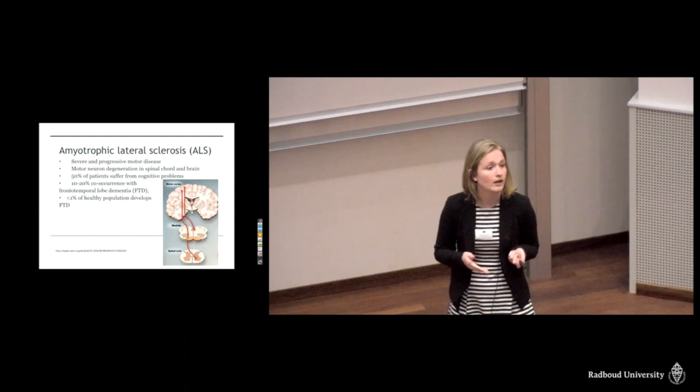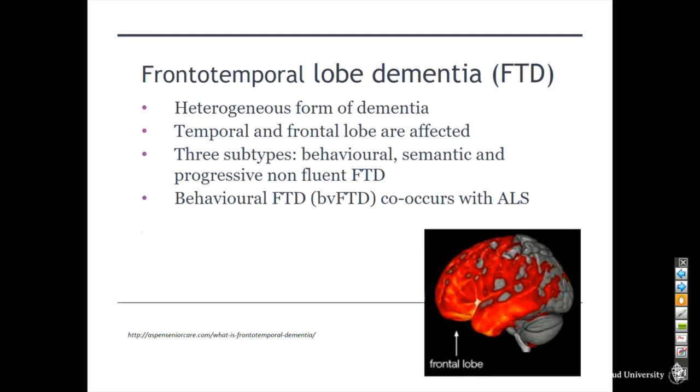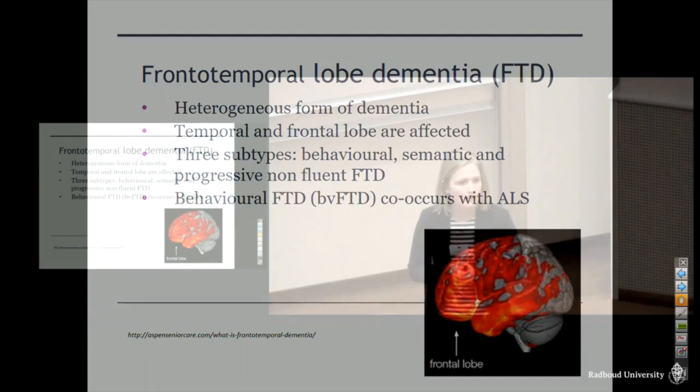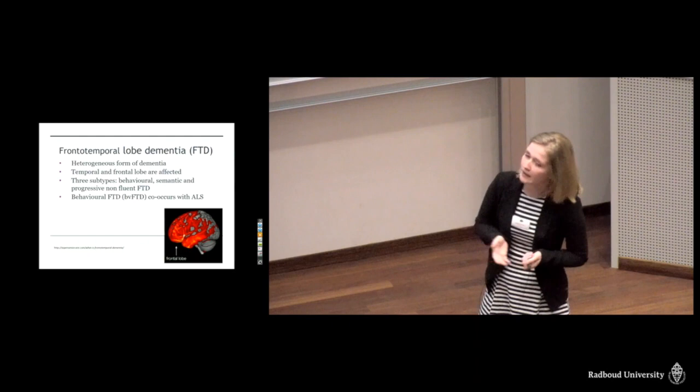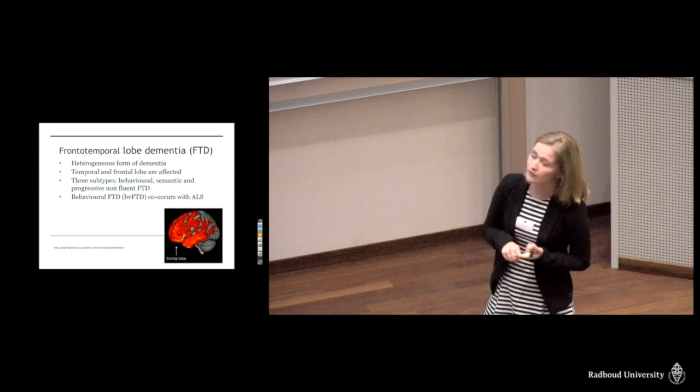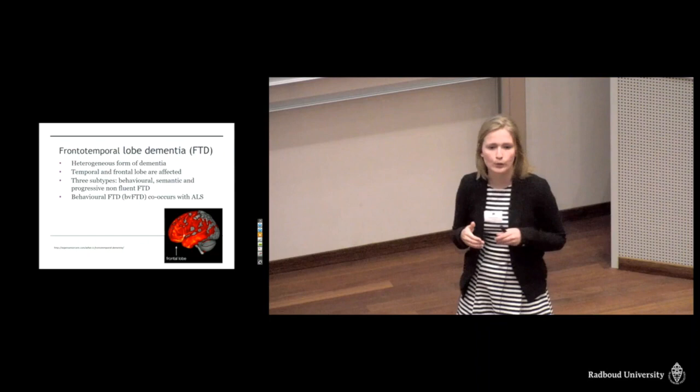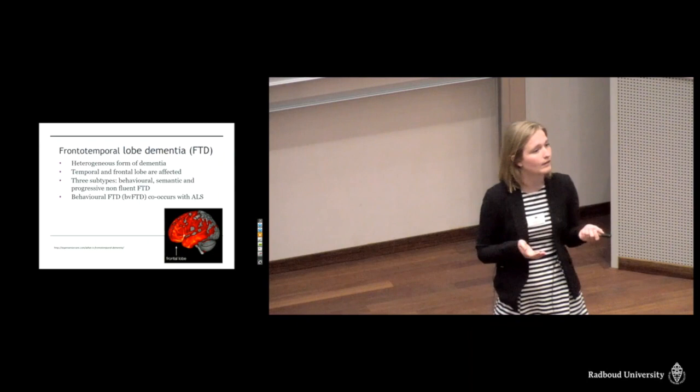FTD, or frontotemporal lobe dementia, is a very heterogeneous form of dementia. It's manifested mostly in the frontal and temporal lobes, as the name says. And there are three different subtypes: semantic FTD, progressive non-fluent FTD, and behavioral FTD. And behavioral FTD is the variant that also co-occurs with ALS. So from now on, when I'll be talking about FTD, it's about behavioral FTD.